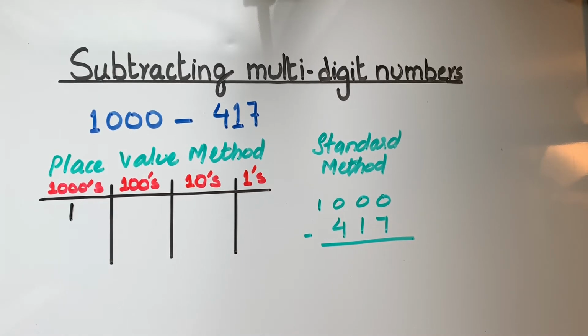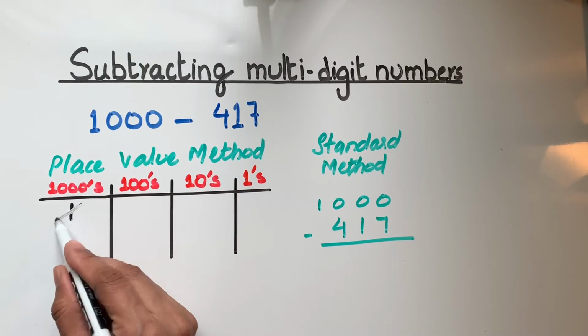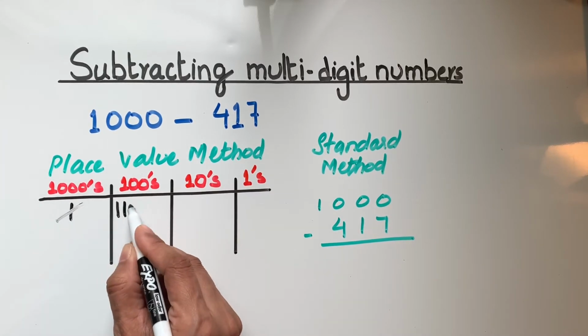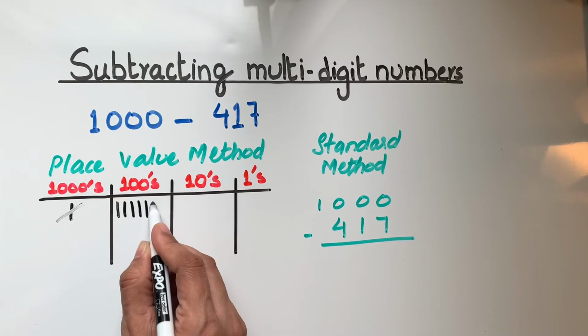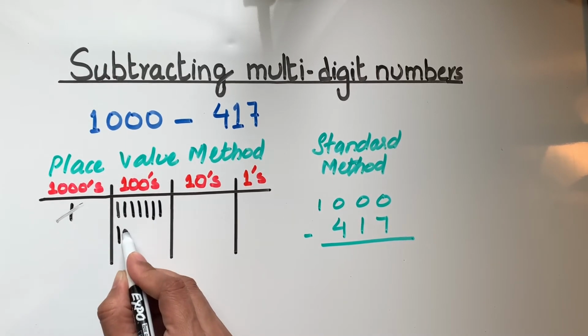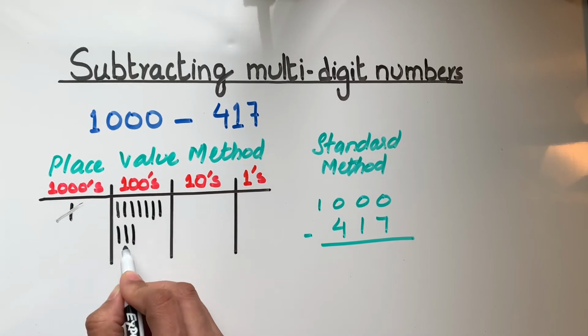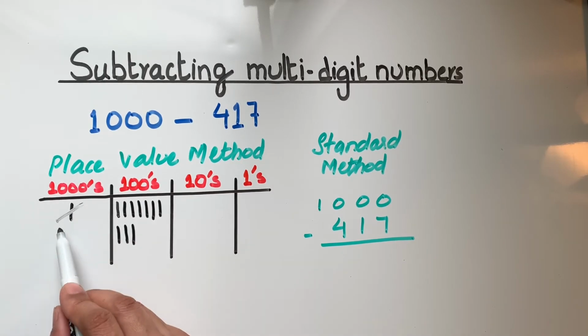The answer is regrouping. What we want to do is break up this 1000, so we can start to fill in these places. So 1000 is how many hundreds? If we want to get rid of this 1000, we can break it into 10 hundreds. 1, 2, 3, 4, 5, 6, 7, 8, 9, 10. 10 hundreds equals 1000.